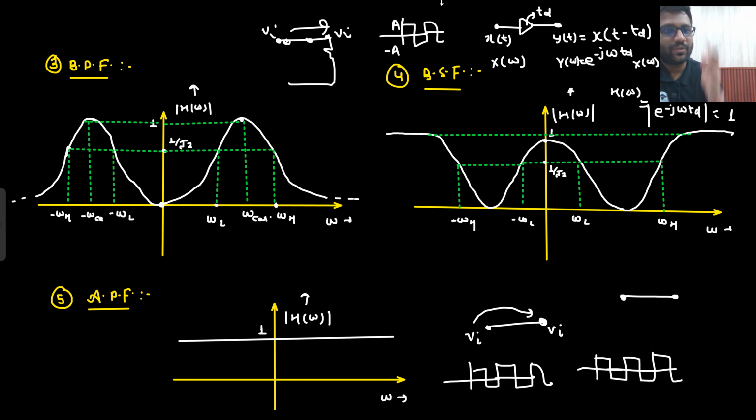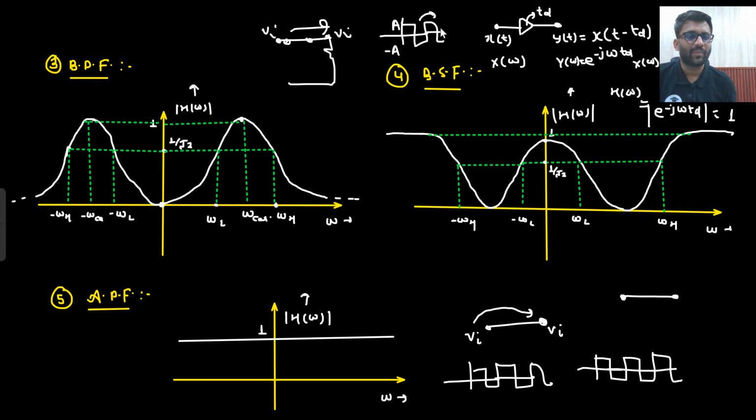This waveform should also be a square waveform only. Basically, the nature of this waveform should also not change. Amplitude should also not change. Nothing should change. The only thing I want is some delay. And if you want some delay, that means you can use an all pass filter. Is that clear to you or not?